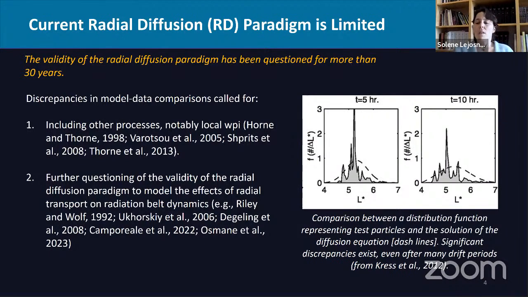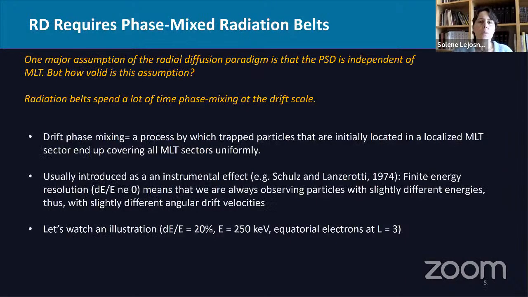There is, the radiation belts are phase mixed. And so there is not so much information on phase mixing that I could find at the drift scale. It is said that it is fast, but how fast is that? It's not clear. So I want to take a few minutes in this talk to focus on phase mixing at the drift scale. And explain a bit about that, because it was first introduced to me as an instrumental effect.